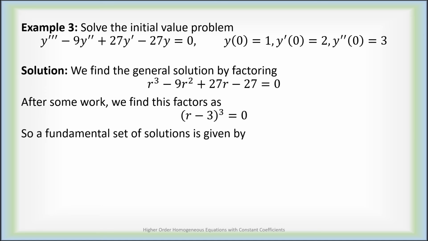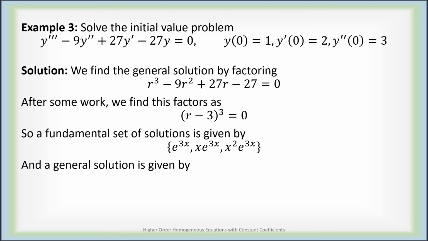Since we have (r - 3) to the 3rd power as our characteristic polynomial, a fundamental set of solutions is given by e^(3x), x e^(3x), x^2 e^(3x). Now that we know our fundamental set of solutions, we can set up a general solution. A general solution is given by a constant times e^(3x), another constant times x e^(3x), and a third constant times x^2 e^(3x).